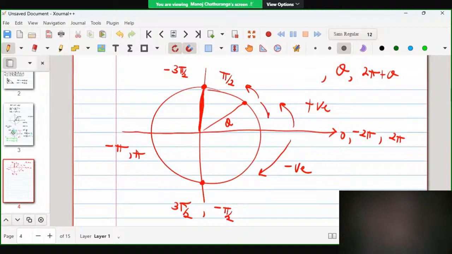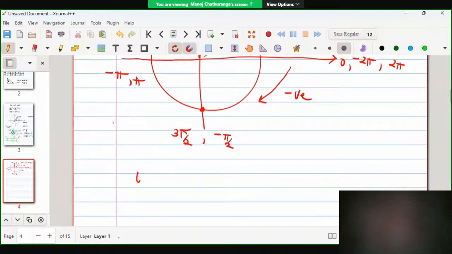But if you travel in the negative direction and complete a full circle, that will be minus 2 pi plus theta. Or if you go 2 circles, 4 pi plus theta. So for any angle theta, coterminal angles look like multiples of 2 pi plus theta. Here n can be a positive or negative integer. So these are coterminal angles.